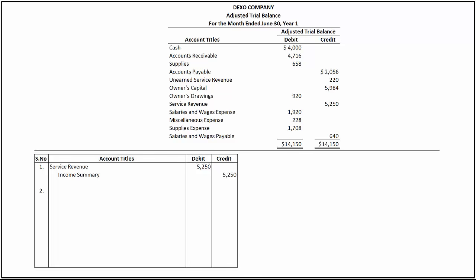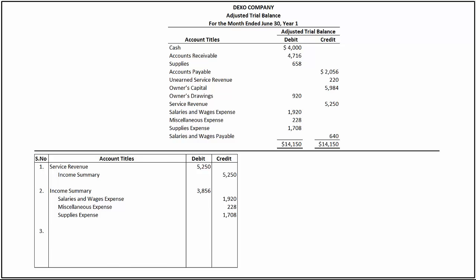Next, we transfer the expenses to the income statement. To record this, we credit salaries and wages expense for $1,920, miscellaneous expenses for $228, and supplies expense for $1,708. We must also debit income summary for the total expenses of $3,856. Note that the income summary has a credit balance of $5,250 and a debit balance of $3,856. The excess of credit or revenues over debit or expenses is the net income for the period.